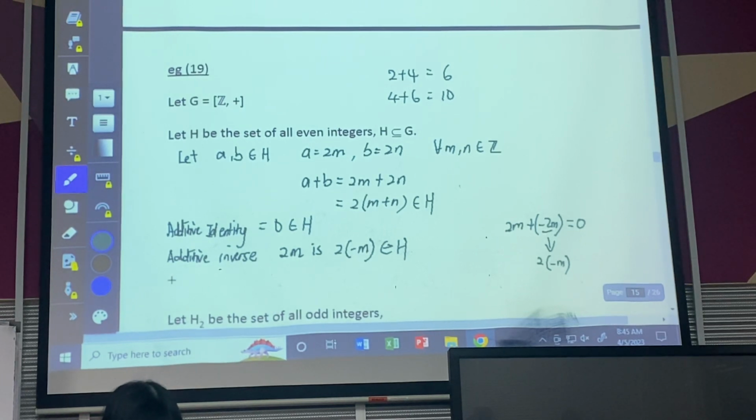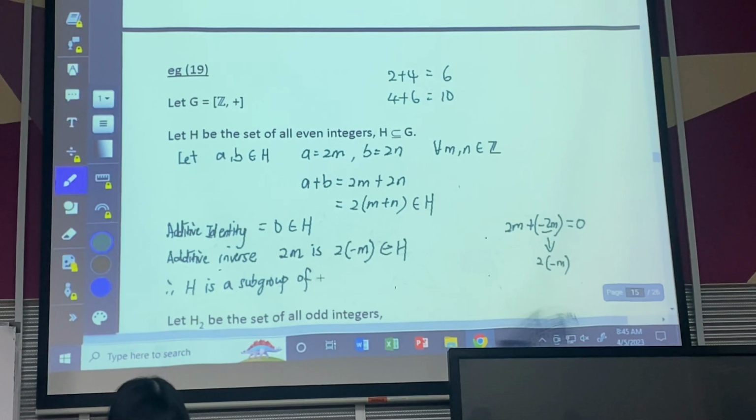So the 3 conditions are fulfilled. Conclusion: H is a subgroup of G.